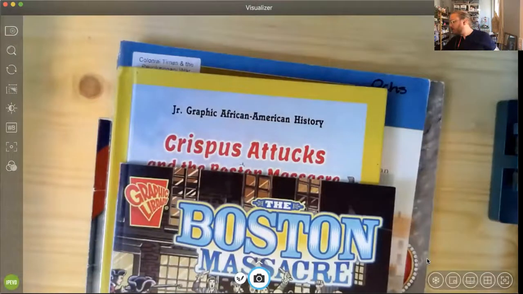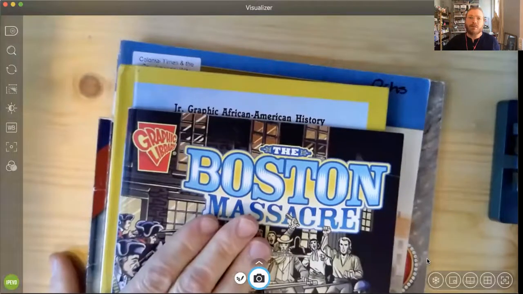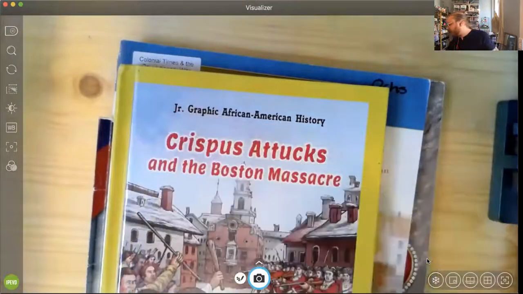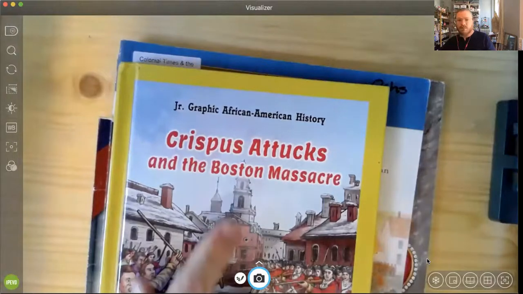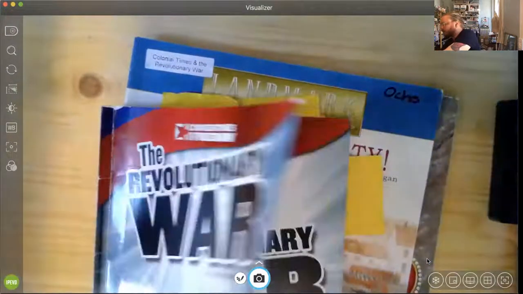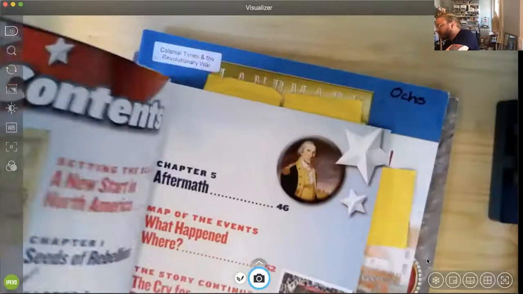The next one is expository, Boston Massacre. Okay, we've got a lot of Boston. We've got Boston Tea Party. We've got Boston Massacre. We've got Paul Revere's Ride. There's another book on the Boston Massacre. Here's an overview book. Let's see what the overview book will have in it.